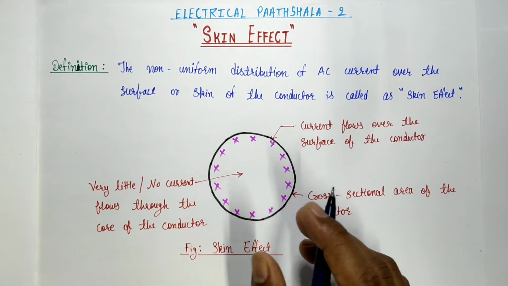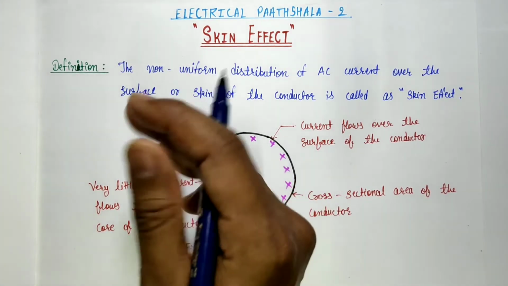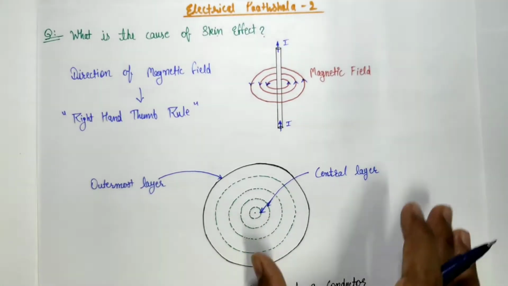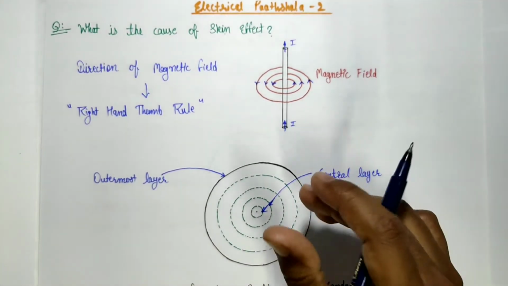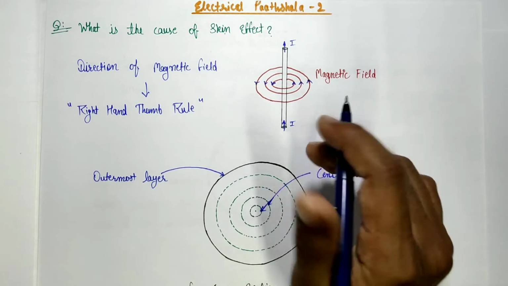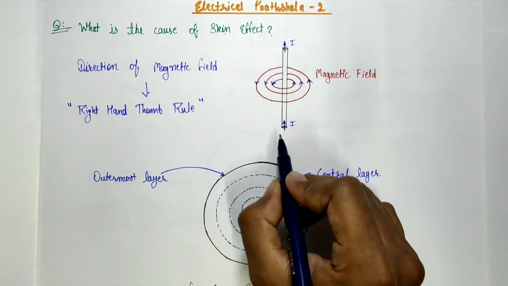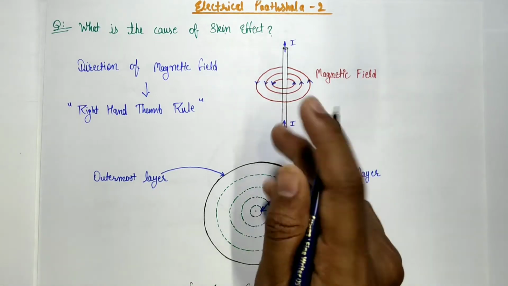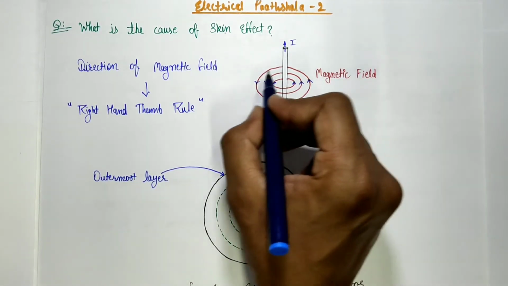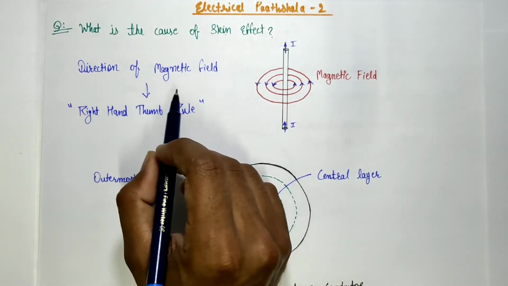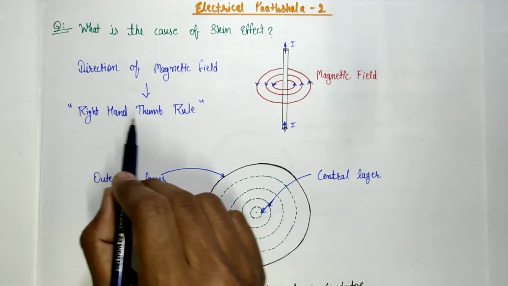Now this takes us to our first question: what is the root cause of skin effect? What is the reason behind the occurrence of the skin effect, or why does skin effect occur? So let's find out the answer. First of all, you should know that whenever current flows through any conductor, it produces a magnetic field around that conductor, and the direction of that magnetic field is given by the right hand thumb rule.